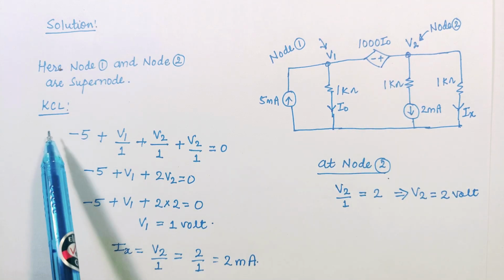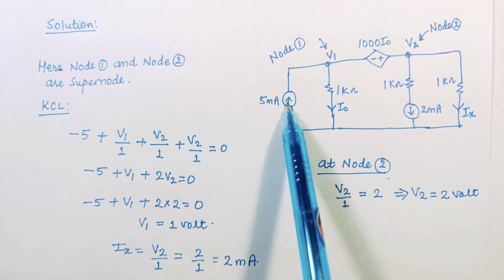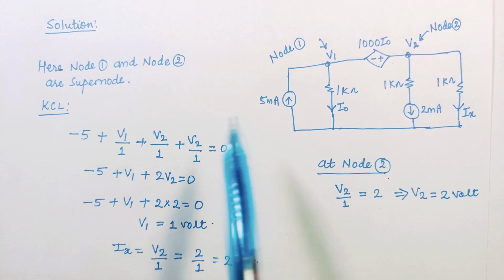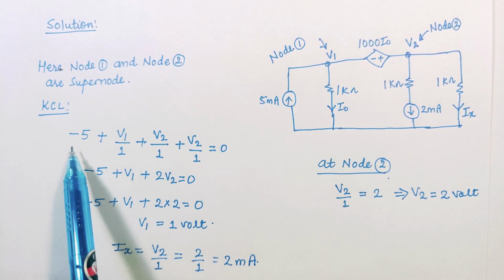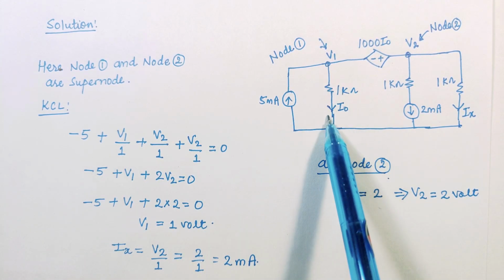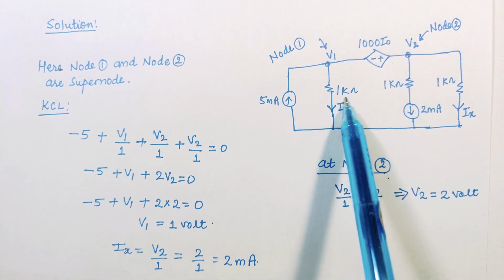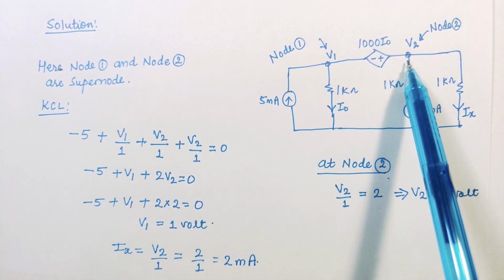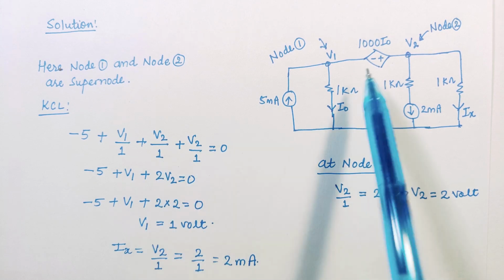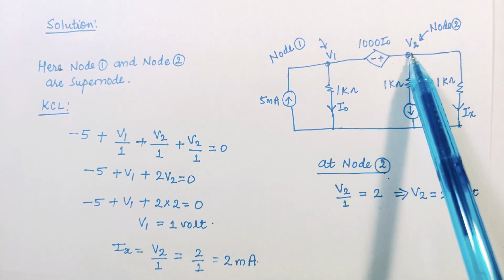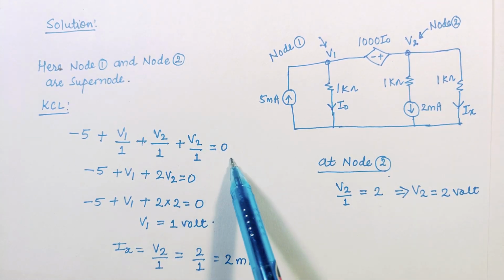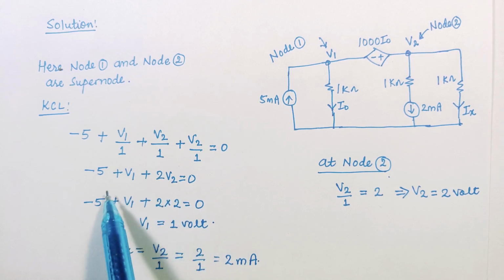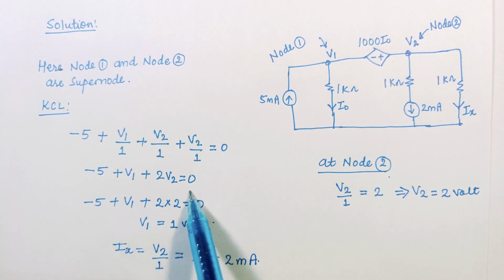As we can see here, KCL can be written as the current coming towards this node, that is -5. Since this current is coming towards the node, it is a negative sign, -5, plus the current in this branch will be equal to V1 by 1, that is the 1 kilo ohm resistance, plus the current in this branch will be equal to V2 by 1. We have ignored this voltage source. Plus the current in this branch will be equal to V2 by 1, equal to 0. So here the equation can be found: -5 plus V1 plus 2V2 equal to 0.